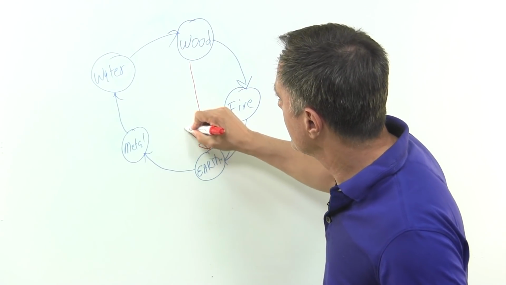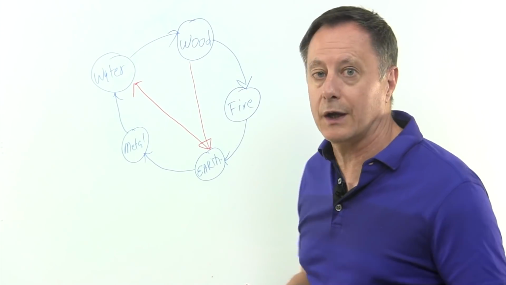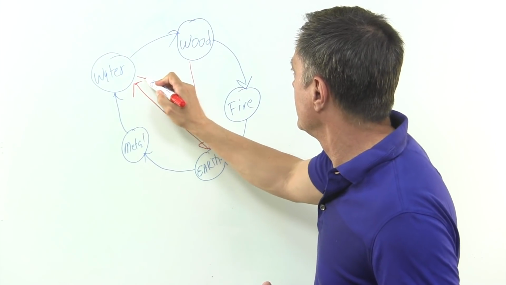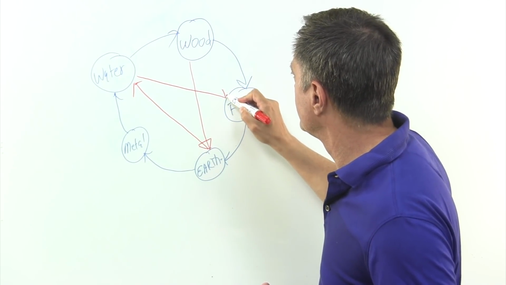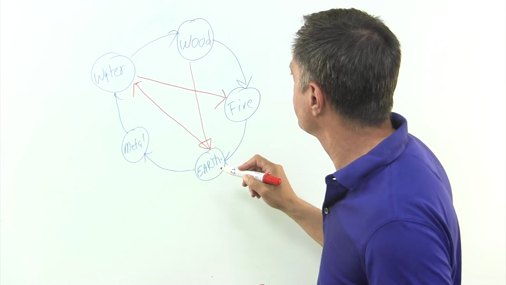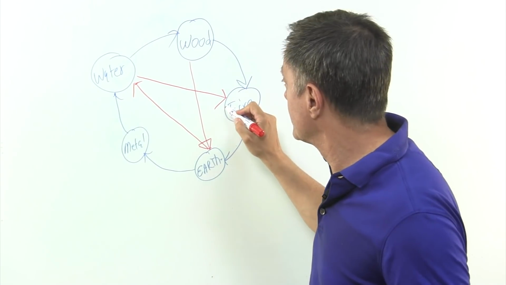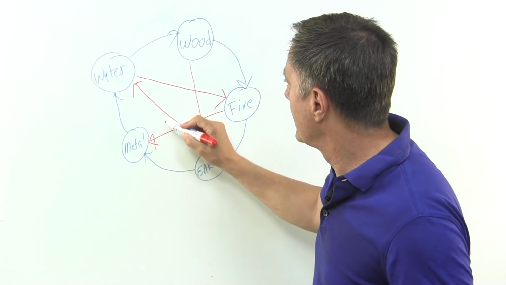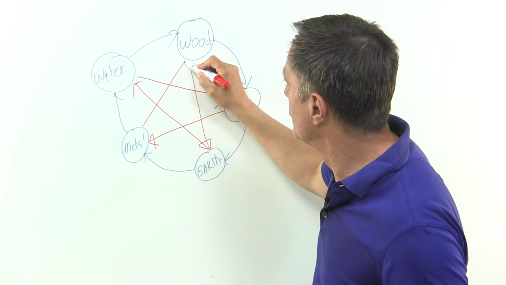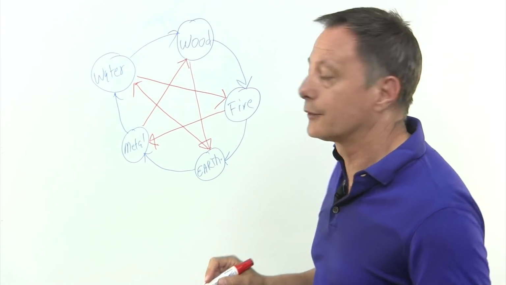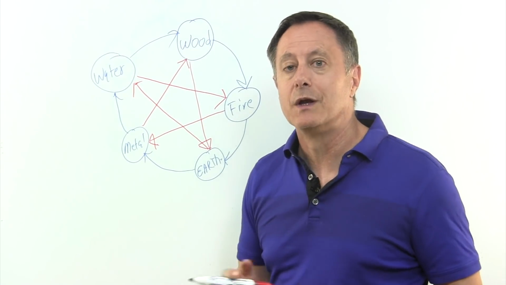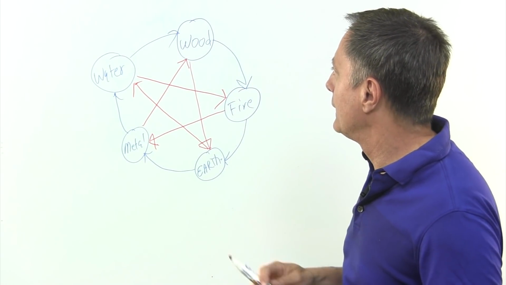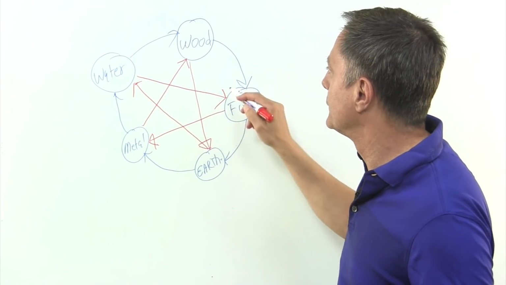Earth, in turn, controls water, so you can build a dam and contain water someplace, right? Water controls fire. That seems pretty obvious. Fire is considered to control metal, because you can melt metal with fire. And finally, metal is considered to control wood, because if you have an axe, you can chop down wood. So this creates a creative cycle between the elements and a controlling cycle between the elements.